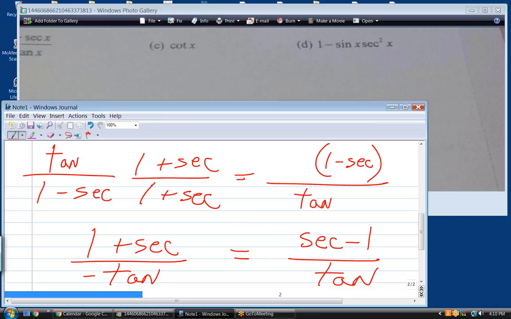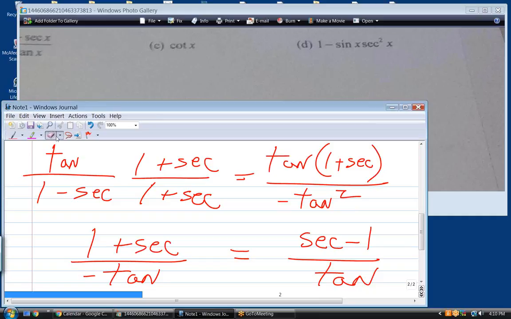Okay, I see what I did, Mitch. I just made a math error. Go back to the top of this page. Notice that I'm supposed to multiply tan by 1 plus secant. Well, I multiplied tan by 1 minus secant. So let's change that to a plus. The bottom still comes out to be minus tangent squared.